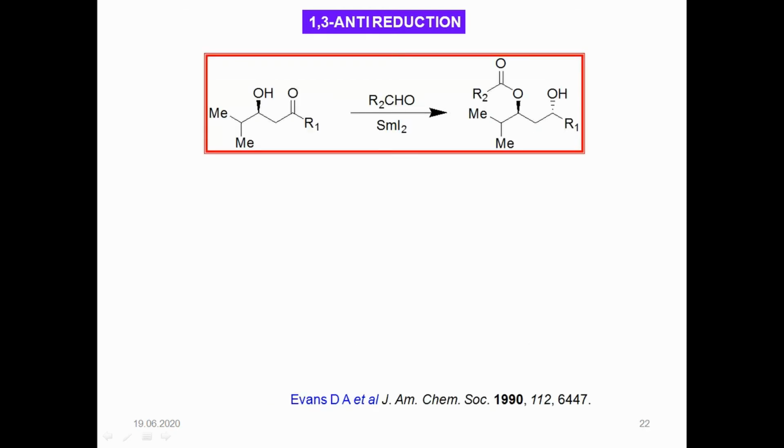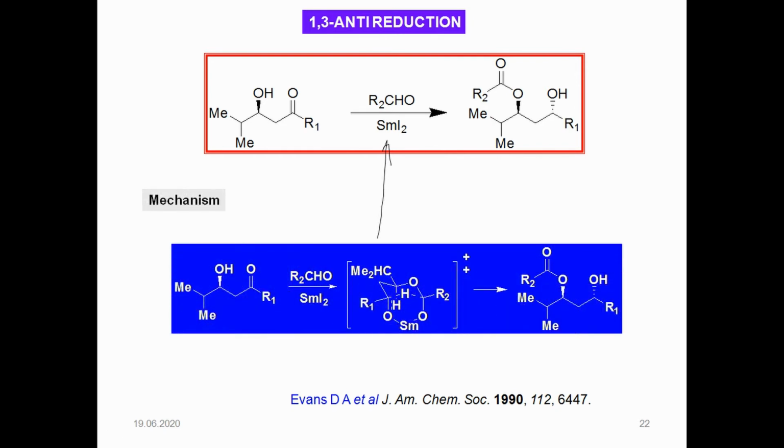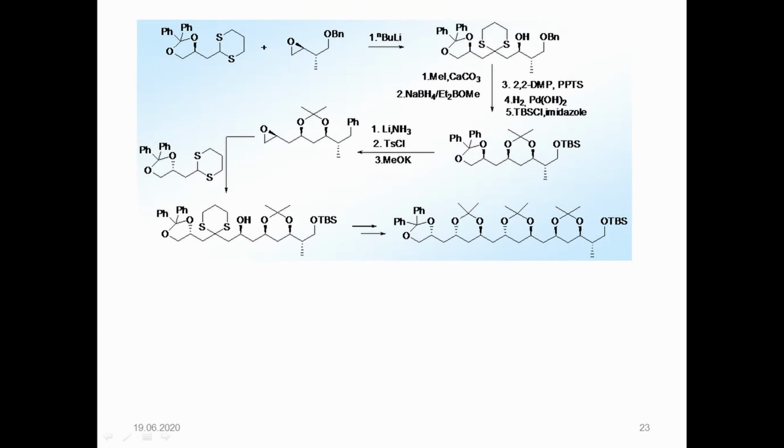In the same way, for 1,3 anti-reduction we can also use samarium iodide. Using samarium iodide also you will get 1,3 anti-stereochemistry. So if you want to synthesize 1,3 anti-diols, you can use samarium iodide or you can use tetramethylammonium triacetoxyborohydride.